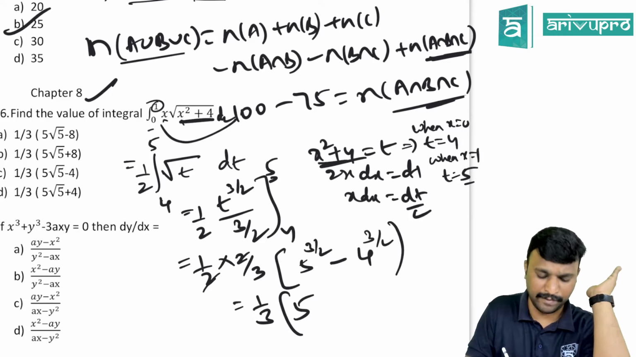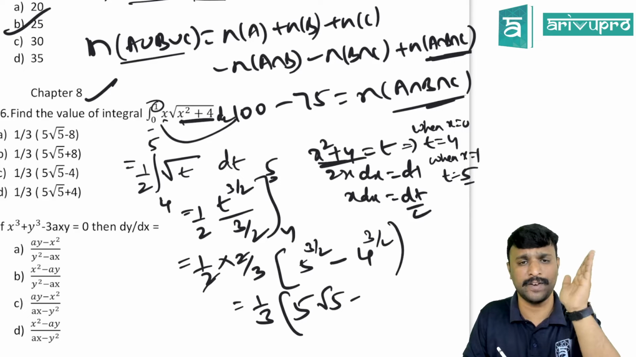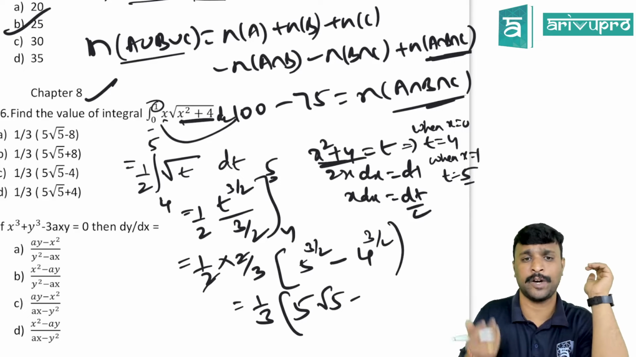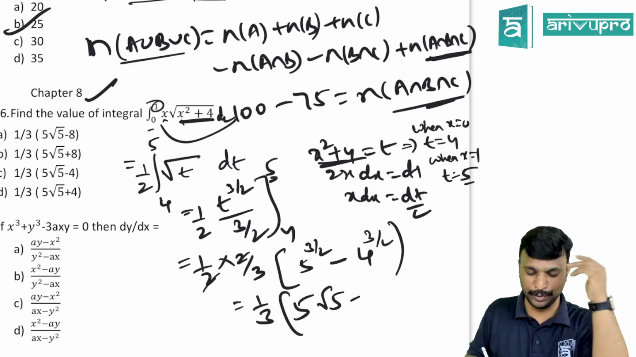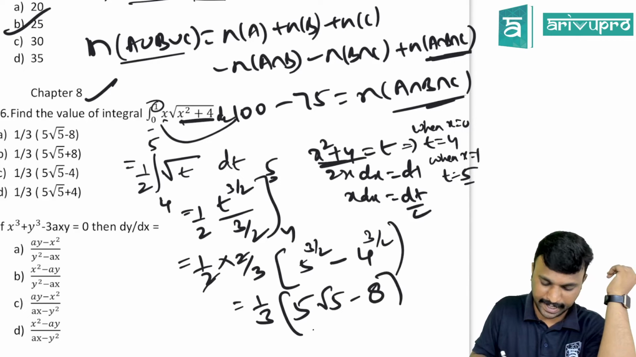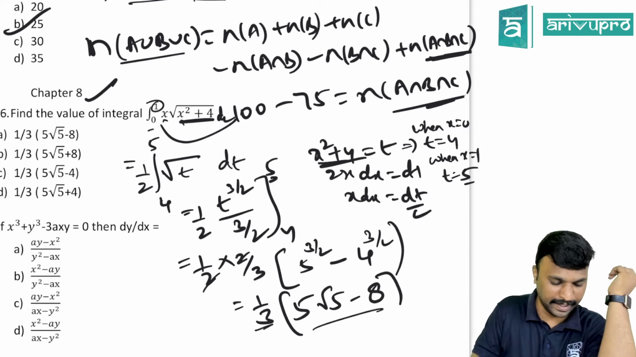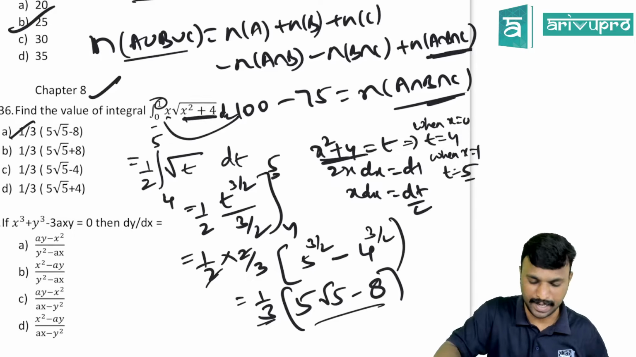5 power 1 is 5. 5 power 1 by 2 is root 5. 4 power 3 by 2 is 4 power 1 plus 4 power 1 into 4 power 1 by 2. 4 power 1 by 2 is root of 4, which is 2. 4 into 2 is 8. So therefore 5 root 5 minus 8, outside the bracket 1 by 3. So therefore the answer is option A. 1 by 3 into 5 root 5 minus 8 is the right answer.